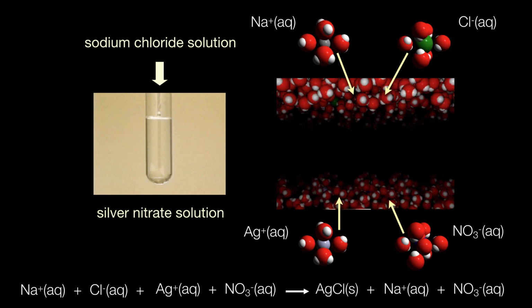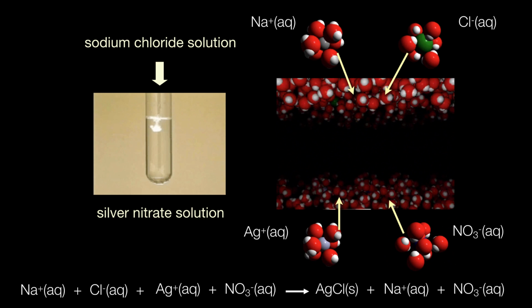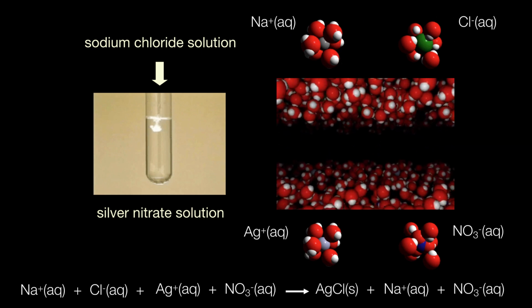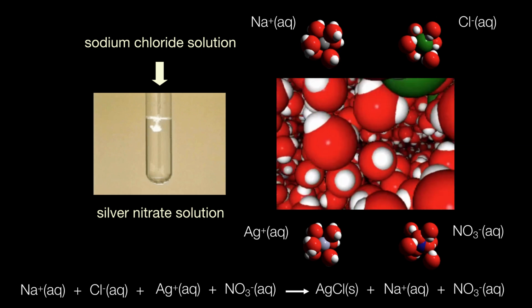Expert chemists can watch the same reaction and in their mind zoom down to the invisible molecular level and imagine the hydrated sodium ions and chloride ions in the sodium chloride solution and the hydrated silver ions and nitrate ions in the silver nitrate solution. When the solutions mix, they can imagine the hydrated ions colliding with one another.